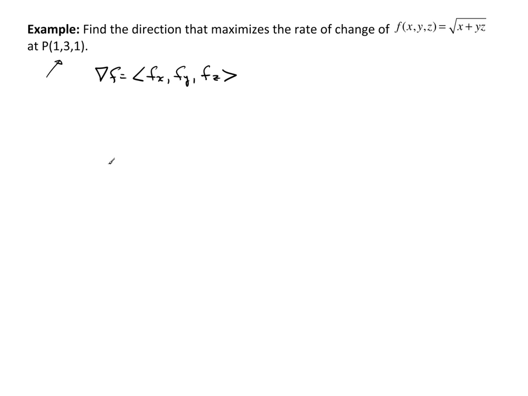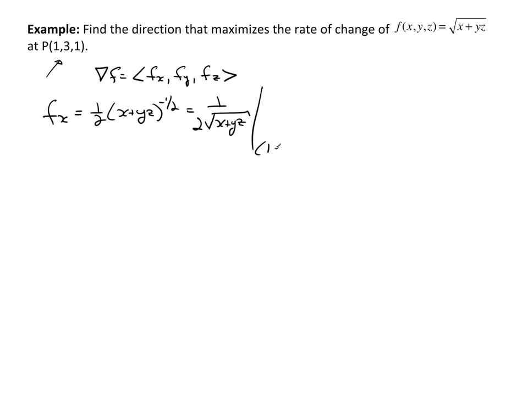Okay, so let's just go ahead and find these. So the partial with respect to x is going to be equal to, obviously, 1/2 times (x plus yz) to the negative 1/2, which is simply 1 over 2 times the square root of x plus yz. Now, I can see that this is going to show up everywhere. Every one of these partials is going to have this denominator. The numerators will be different, but everyone's going to have this denominator.